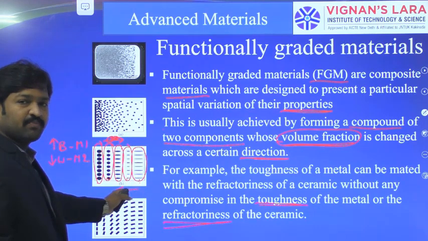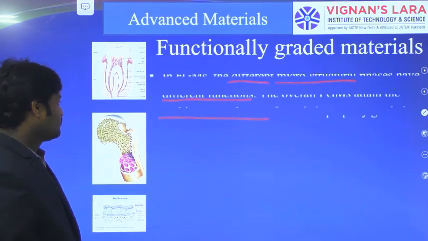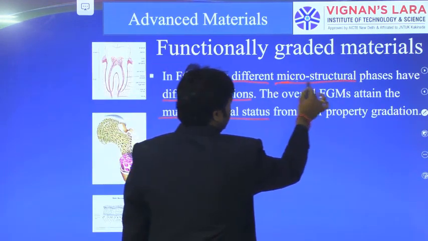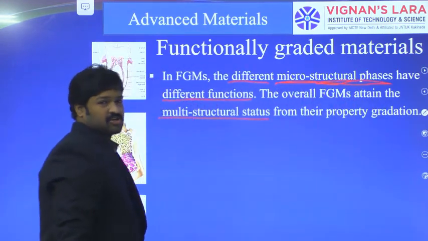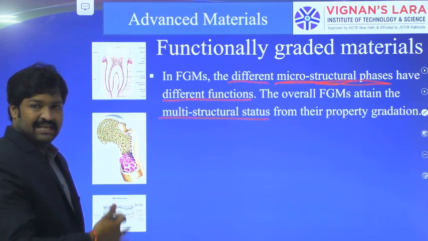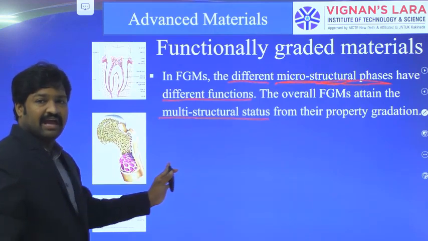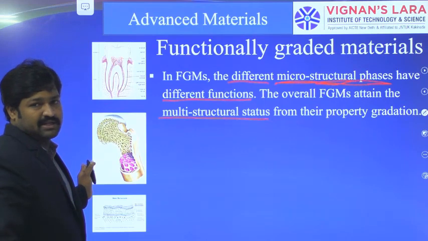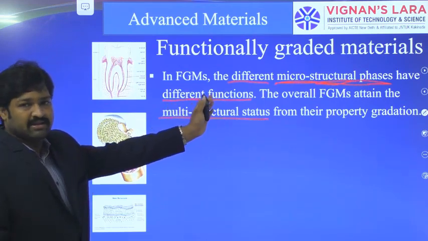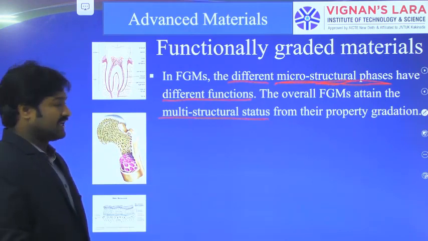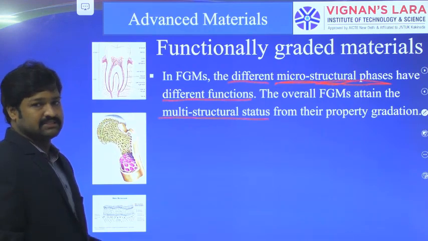If we consider this as an example, the functionalities and the structure of the material vary from one portion to the other. The atoms have different microstructural phases, which have different functions. As we discussed earlier, one side of the material has a high refractoriness property and the other side has a high toughness property. Depending upon the microstructural phases, they have different functions. So the overall FGMs attain a multi-structural status from their property gradients.